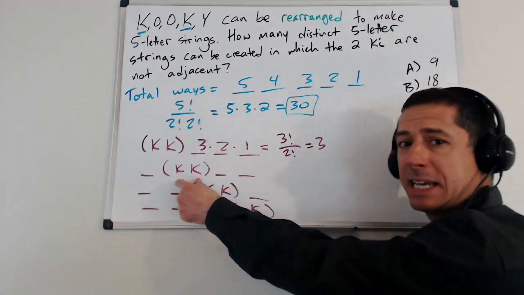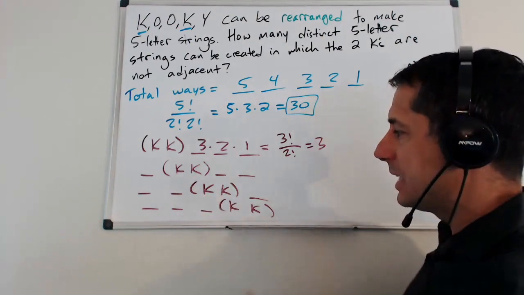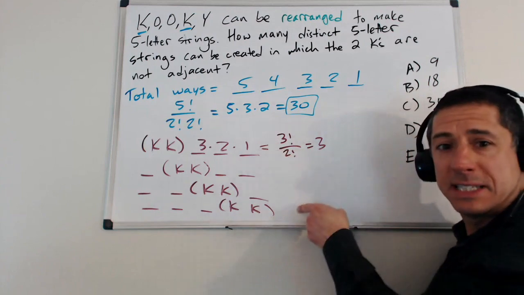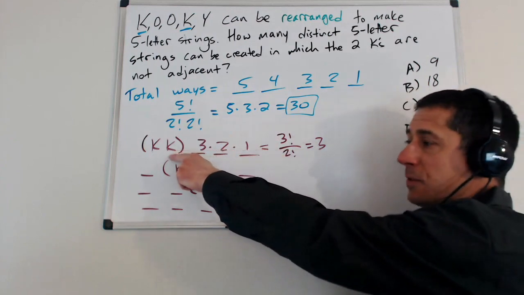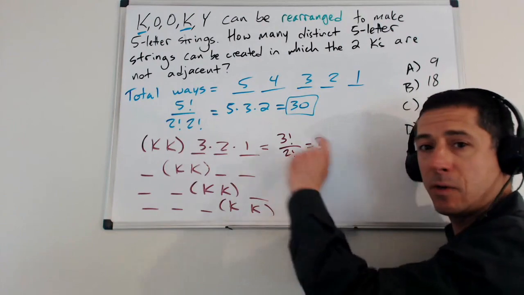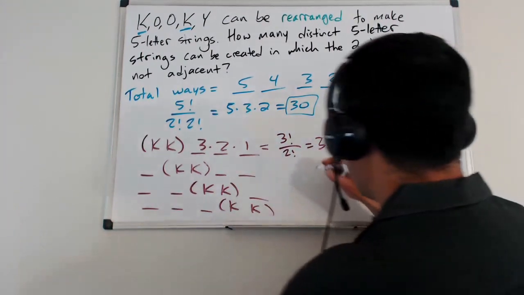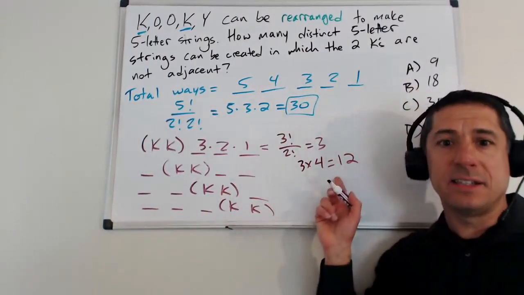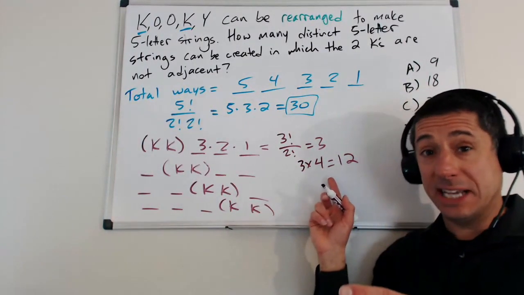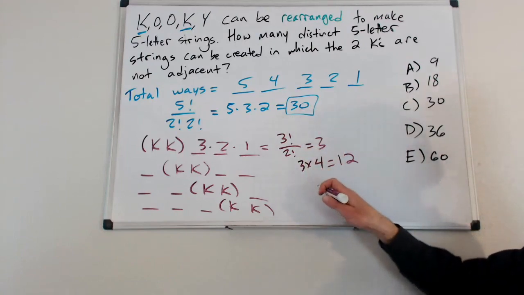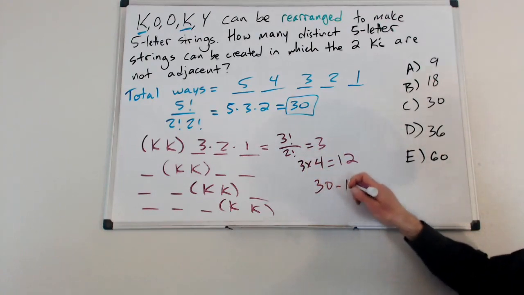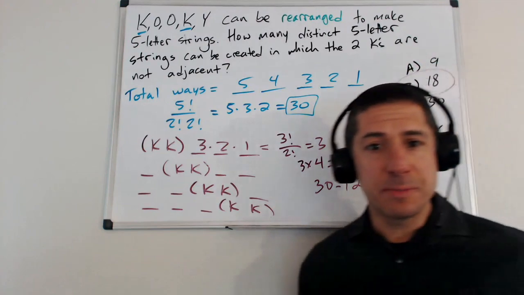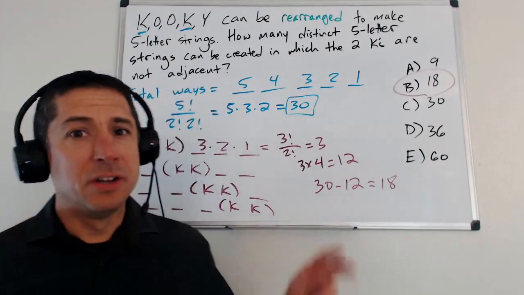It's going to be the same if the Ks are placed here, same if the Ks are placed here, and same if the Ks are placed at the end. So 4 different spots I could stick the Ks in. For each of those spots, I've got 3 ways to rearrange the other 3 letters. So 3 times 4 gives me 12 different ways in which the Ks can be adjacent. 30 total ways. All I have to do is take the 30, subtract 12, and I get 18. My answer is B.